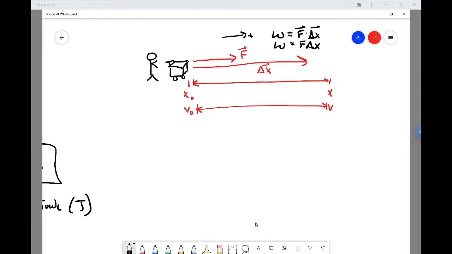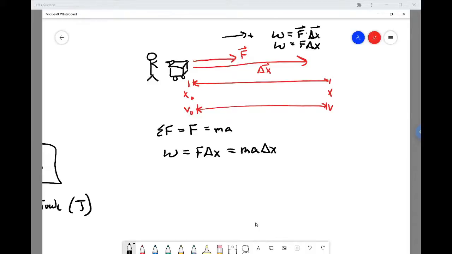Now let's think about Newton's second law. The net force on this shopping cart is just this one force, and that equals the mass of the shopping cart times its rate of acceleration. All right, so then if we put this in here for work, we have work equals F delta x, and that equals mass times acceleration times delta x. And so let's see if we can get rid of acceleration and delta x and replace it with velocities.